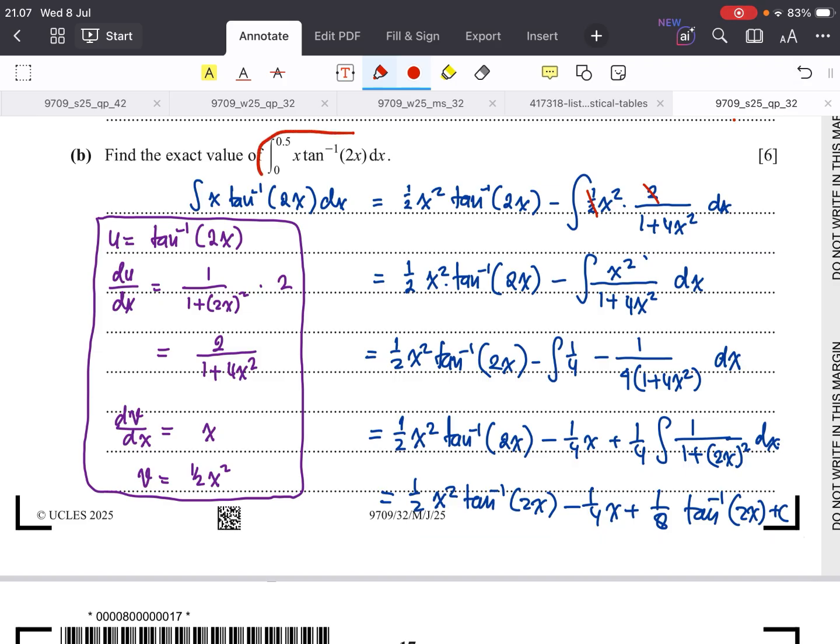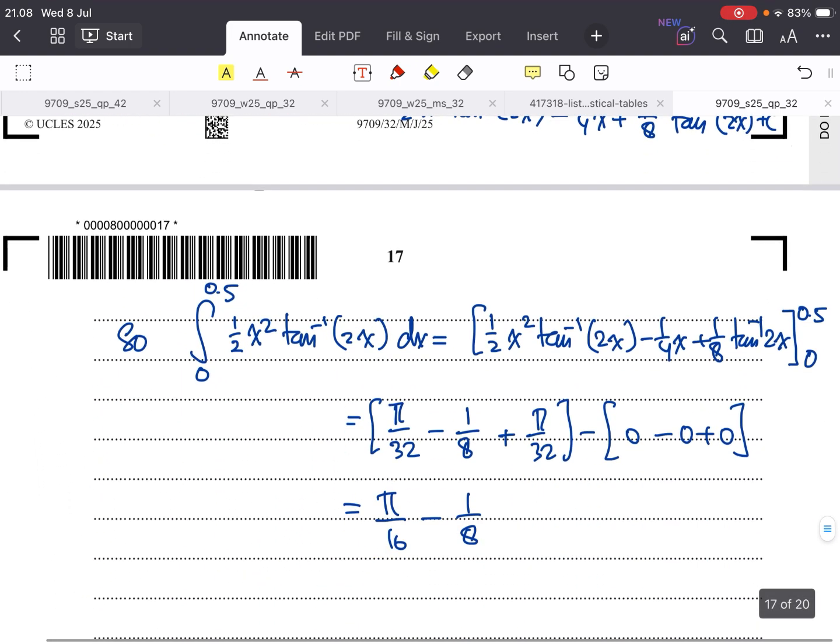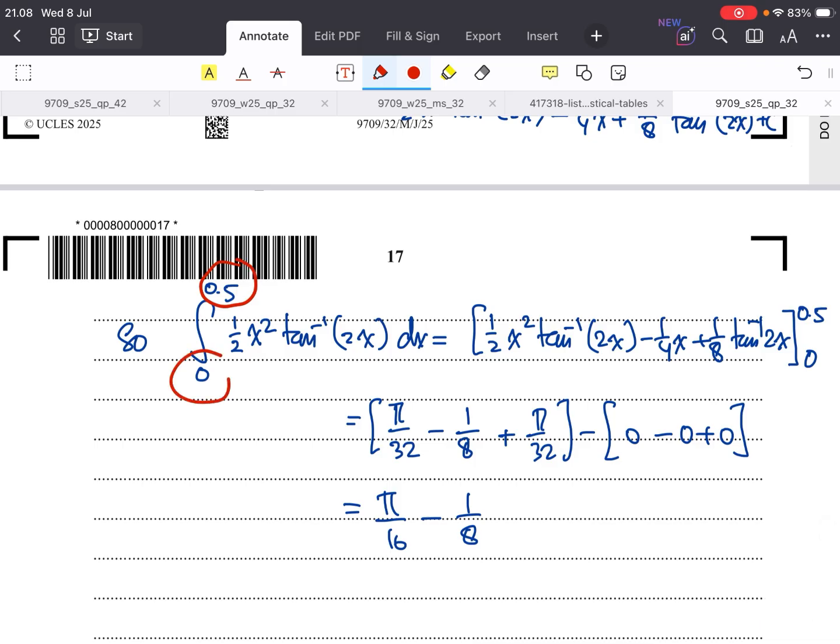And then after that, this is definite integration. After we found the integration, we just substitute the value of x with 0.5 and then minus when we substitute the value of x with 0. Just put it here. We get this, and we simplify into, this is the final answer, pi over 16 minus 1 over 8.